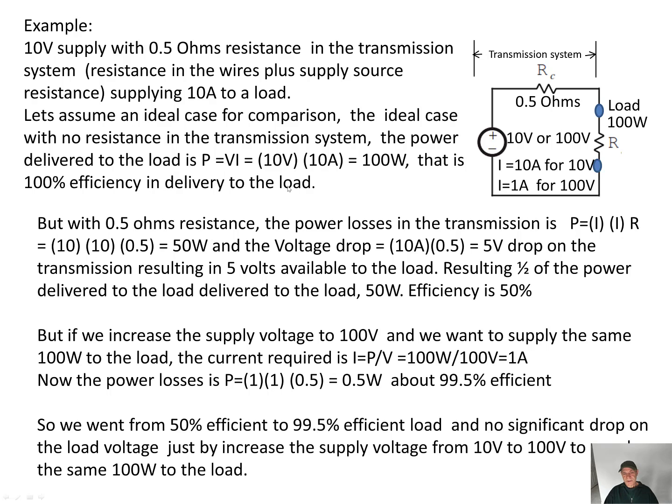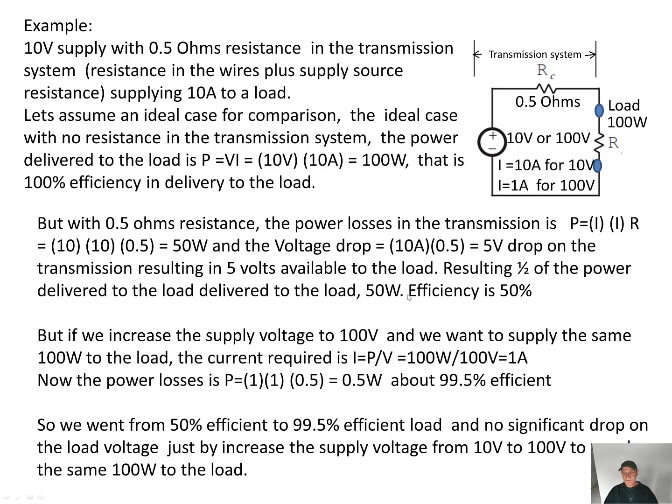But with 0.5 ohms resistance, the power loss in the transmission is I²R, which is 10 amps squared times 0.5, which is 50 watts loss. And the voltage drop is 5 volts on the transmission. There's only 5 volts available to the load. So half of the power is delivered to the load, 50 watts, and efficiency is 50%.